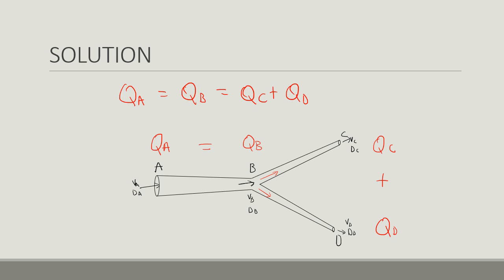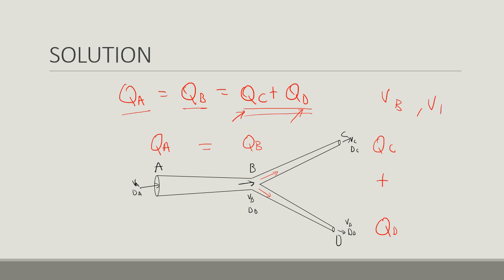The flow rate throughout that entire pipe network is constant. So QA is equal to QB and it's equal to QC plus QD. This is very important for the solution to the question. So now what were we asked to find? We have to find the discharge at C and the discharge at D, and then we also have to find the velocity at B and the velocity at C.